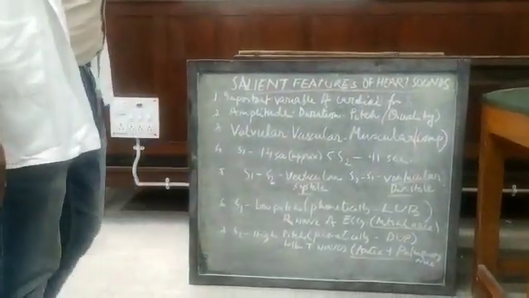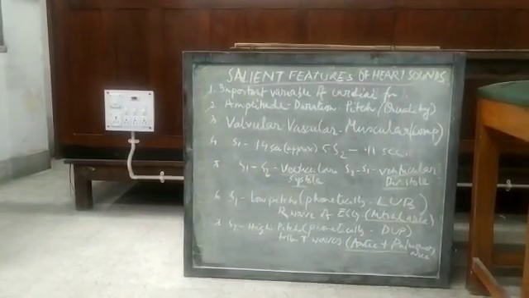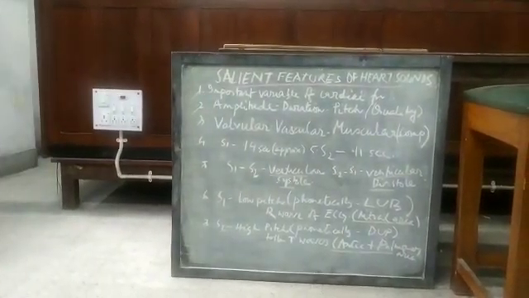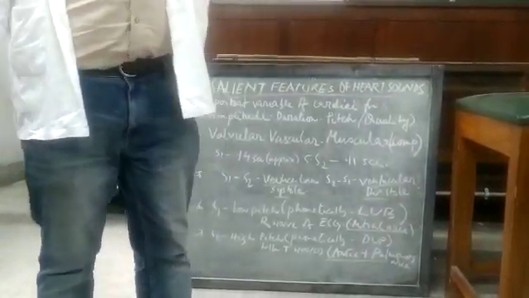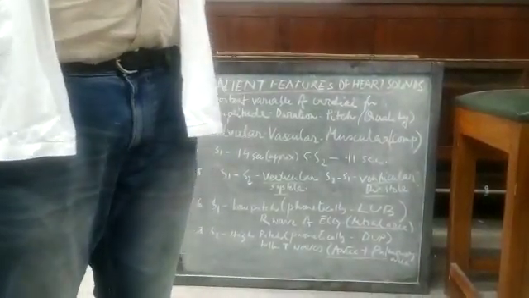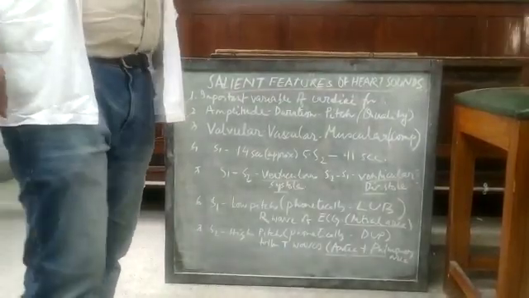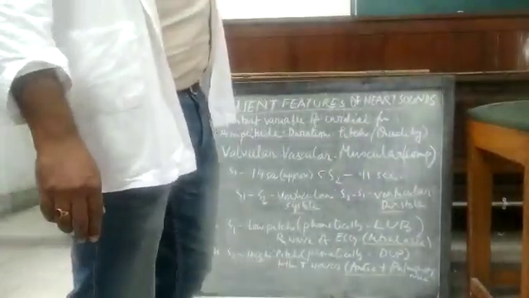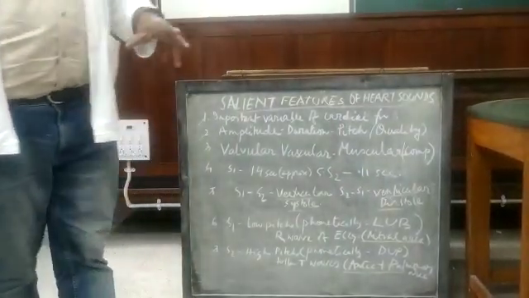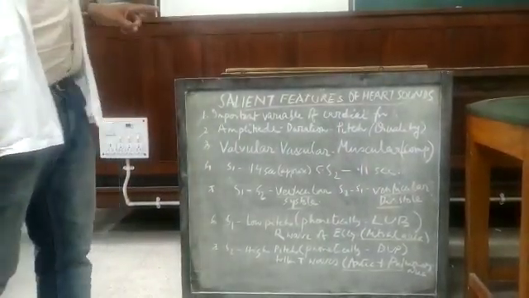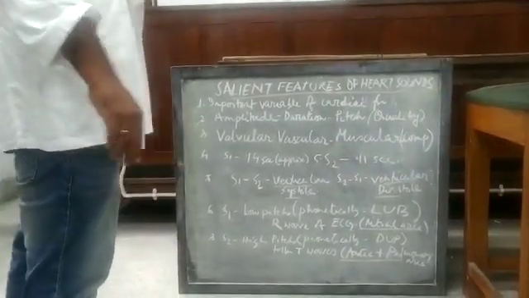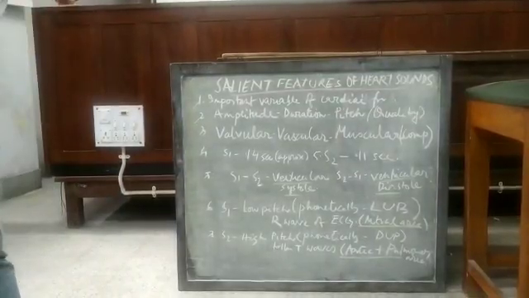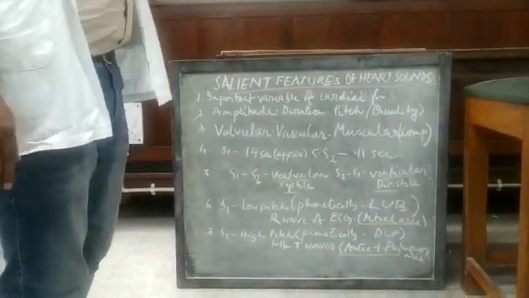If we go for the quality of the heart sounds, they are divided into three parts: amplitude, duration, and pitch of the heart sound. That means each and every heart sound has its own frequency, amplitude, and duration. Variation of any of these three factors will tell us about the normal or abnormal condition of the heart. Number three, the heart sounds have three components: the valvular component, the vascular component, and the muscular component.